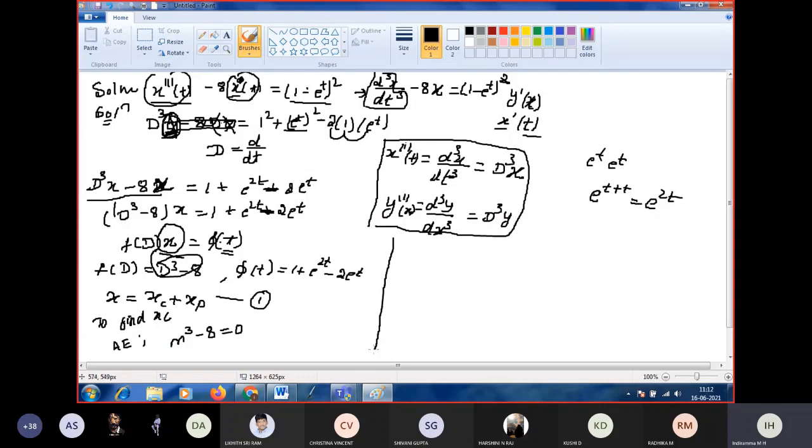Now how many roots should we find? 3 roots. How to find 3 roots from this? It looks like m cube minus 2 cube equals 0. Shall I write?